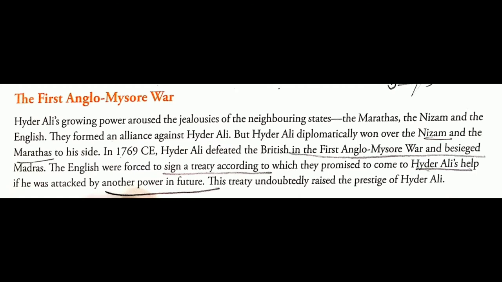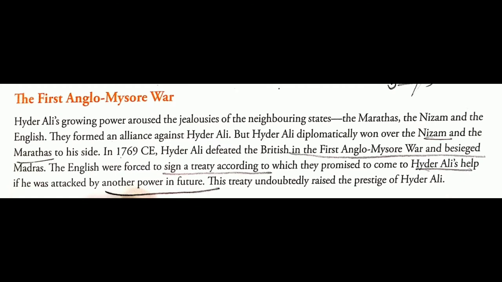So in 1769, Hyder Ali defeated the British in the First Anglo-Mysore War and besieged Madras. What happened here? The three together, Hyder Ali, Nizam and the Maratha, were on one side and the British on the other side, and Hyder Ali defeated the Britishers very badly and took over command in Madras. The English were forced to sign the treaty, according to which they promised to come to Hyder Ali's help if he was attacked by another power in future.